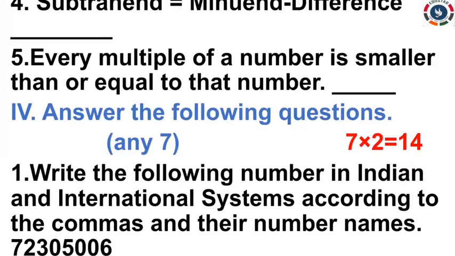Section 4. Answer the following questions. You can attend any 7. Each question carries 2 marks. So 7 into 2, 14. Number 1. Write the following numbers in Indian and international system according to the commas and write their number names. First, you should write the number alone. Put commas according to the Indian system. Then write the number names. Then again you write the same number and put commas according to the international system and write the number names.